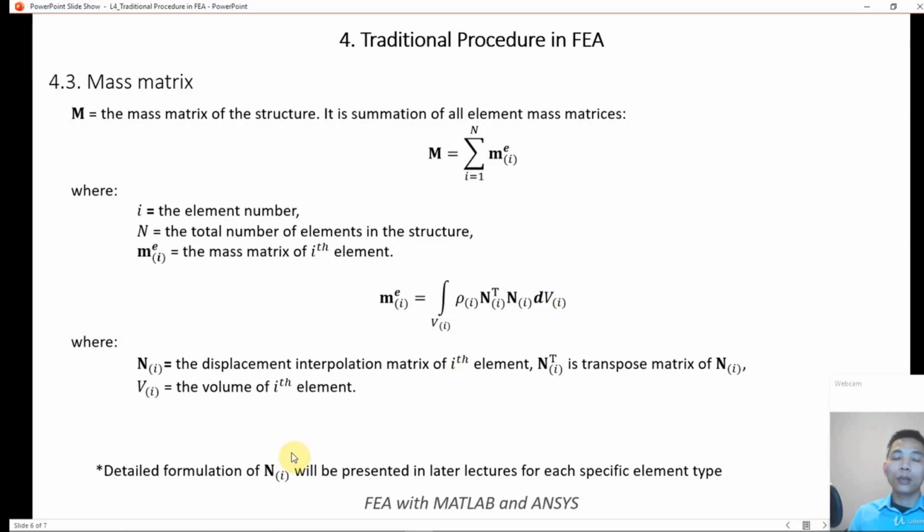So probably up to here you can see that, okay, there are a lot of definitions, and I just want to tell you to be patient. N_i here, the detailed formation of N_i for each element, I will cover in the lecture corresponding to that kind of element. So up to here you just have a quick view and a general idea of how we construct all the matrices and how we solve the system. So you don't have to really worry about the detailed formation of those terms.